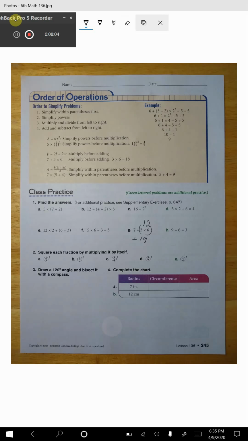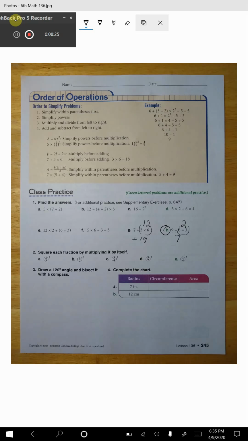All right, same way with H. We have minus first, but we have a divide part at the end. We must do that first. 6 divided by 3 is 2. Now you're going to do 9 minus 2, 7. All right?